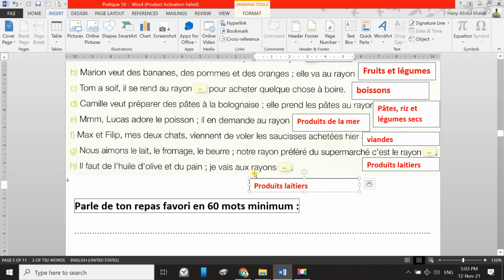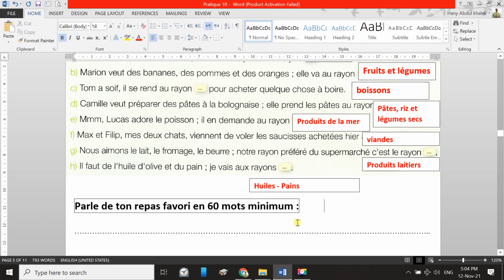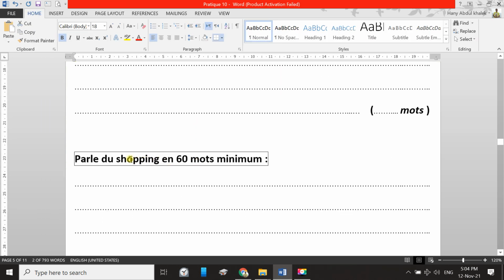That's why he said je vais au rayon. He said it in the plural form. He said rayon here without S, and here rayon without S. So here he said two sections. So here in the section of huile, the oil section, and pain section. Okay, for the last part, parle de ton repas favori and talk about the shopping. Okay, that's what we had in the oral exam.